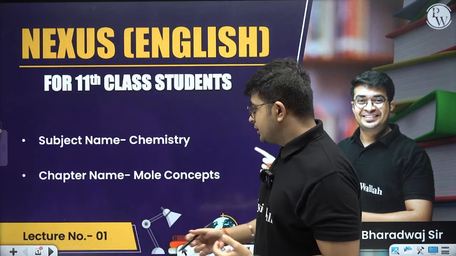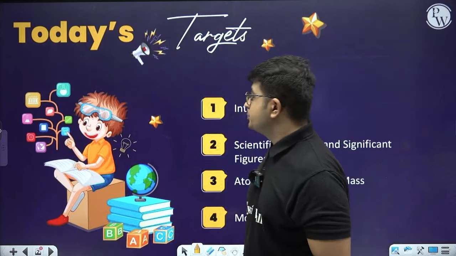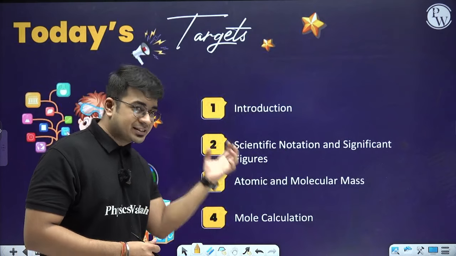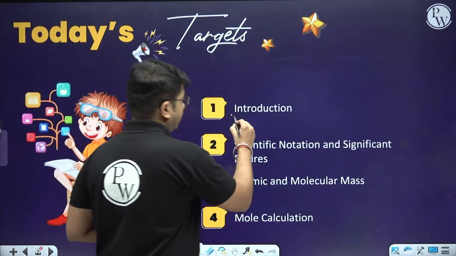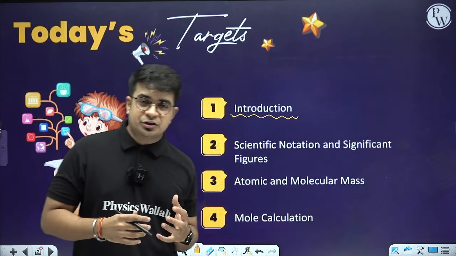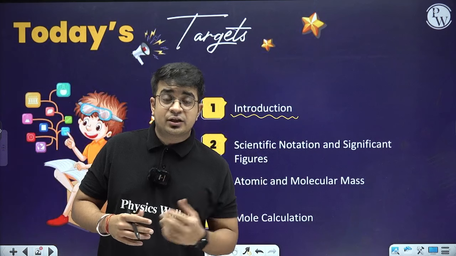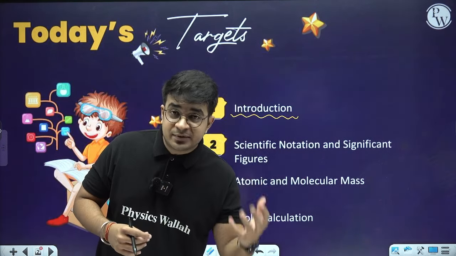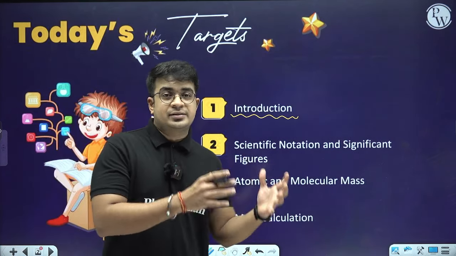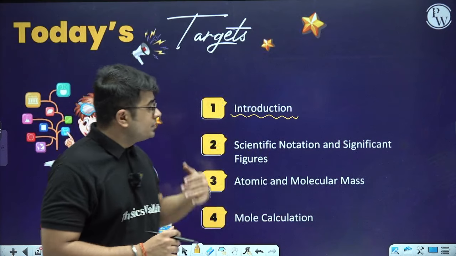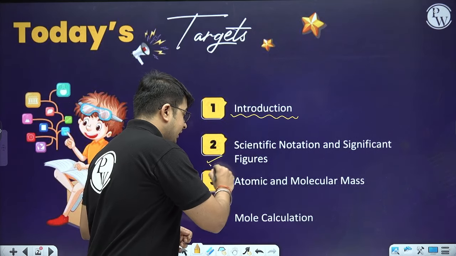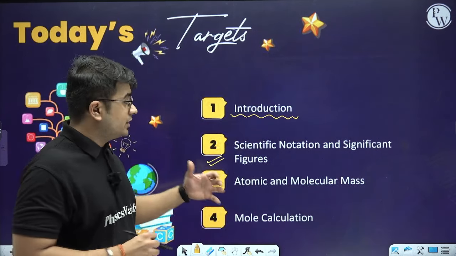First of all, let me tell you what we are going to discuss in this session. There are some key concepts. First part is the introduction part. Introduction seems very simple, but in this part we are going to discuss the SI units, subsidiary units, derived units, accuracy and precision. Then we are going to discuss the next portion, which is very relevant, that is scientific notations as well as significant figures.